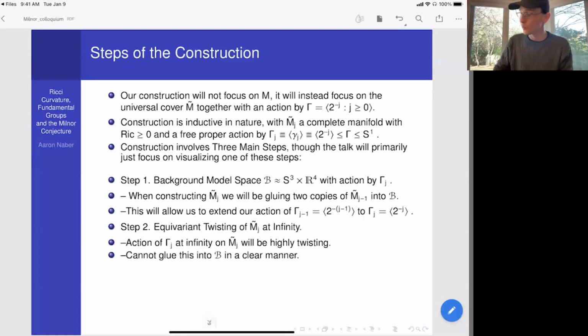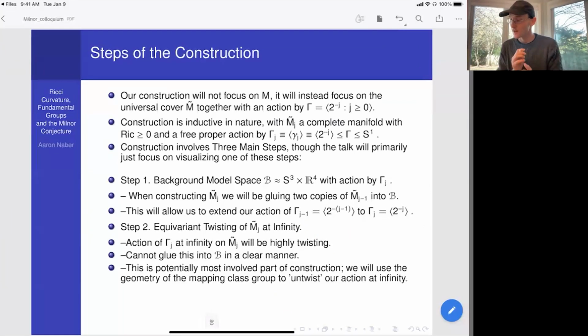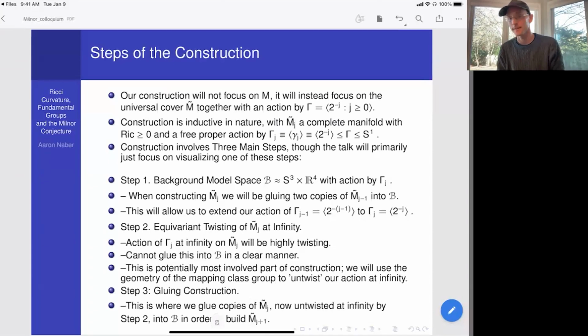Okay, and then once you can unwind the action, I think all this is just what I've been saying. The third step is just to do the gluing, right? And there's some work to be done to actually make it preserve Ricci curvature in the process, but maybe one can believe that if you unwind the actions enough, you can figure it out.